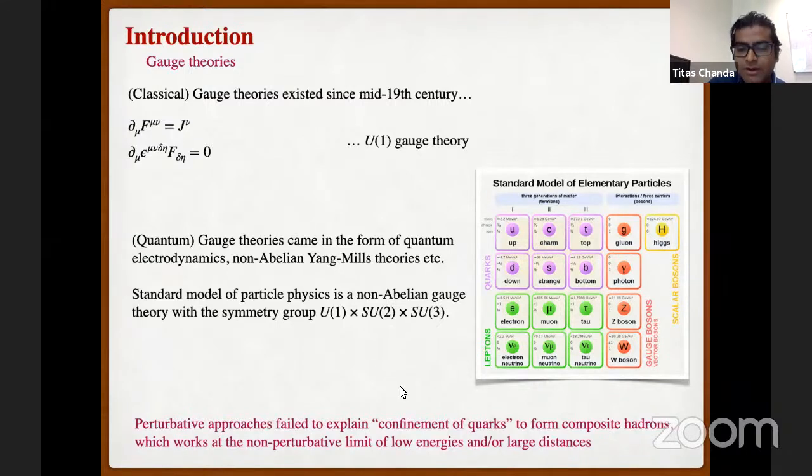So what is confinement of quarks? So we know that quarks cannot be found freely in nature. They are bound to form composite hadrons like protons, neutrons, etc. Right, but perturbative approaches fail to explain such phenomena because this confinement of quarks is inherently a non-perturbative phenomenon. That's why we need to approach the non-perturbative limit of these theories.